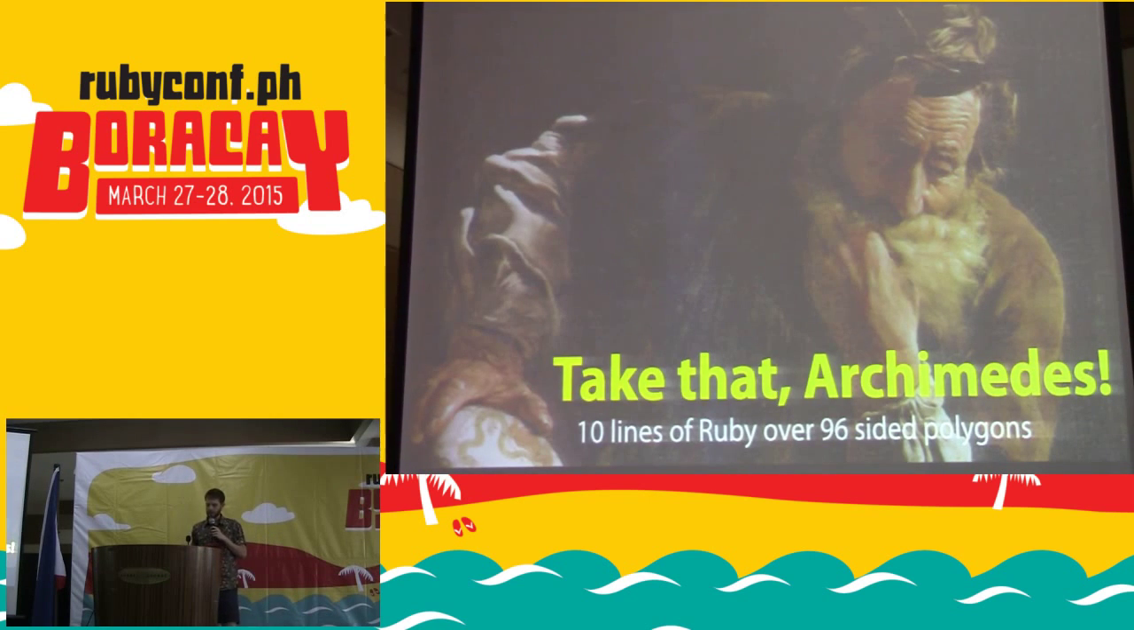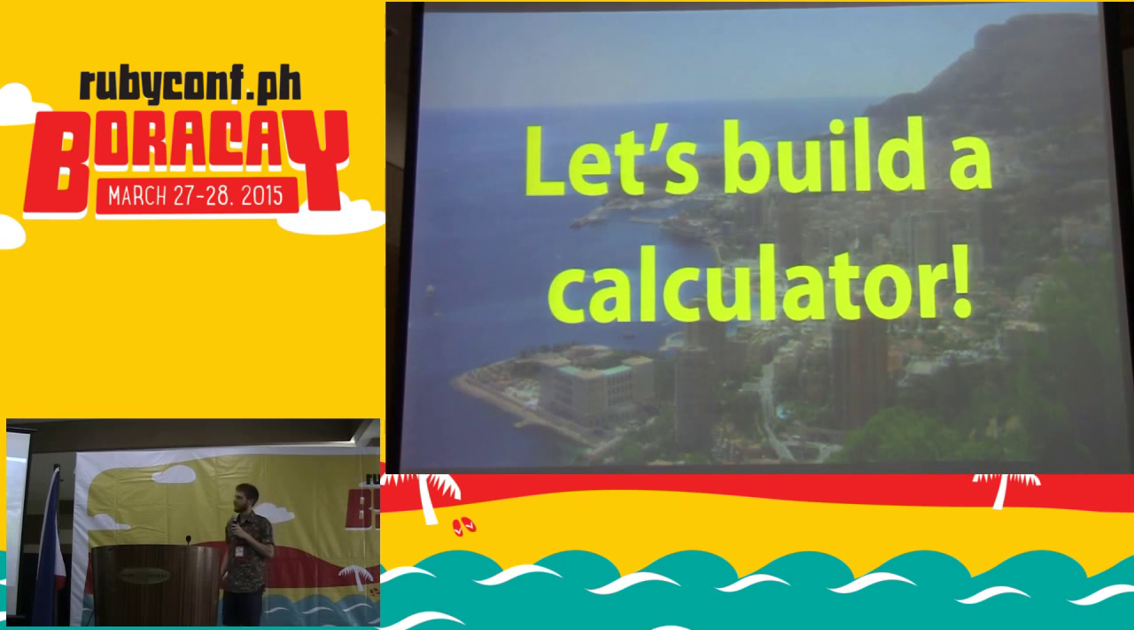So take that, Archimedes. We just did, in around 8 lines of Ruby, what he did with a bunch of polygons and a few years of figuring out different ratios. So that's 1 point for Ruby. So let's do the calculator.